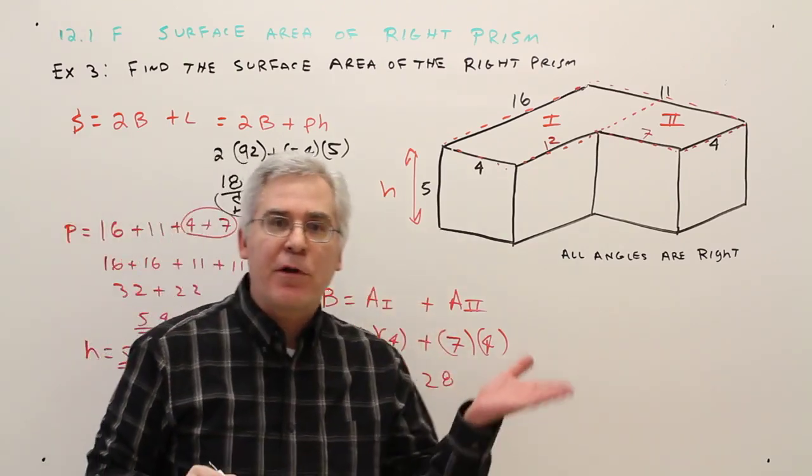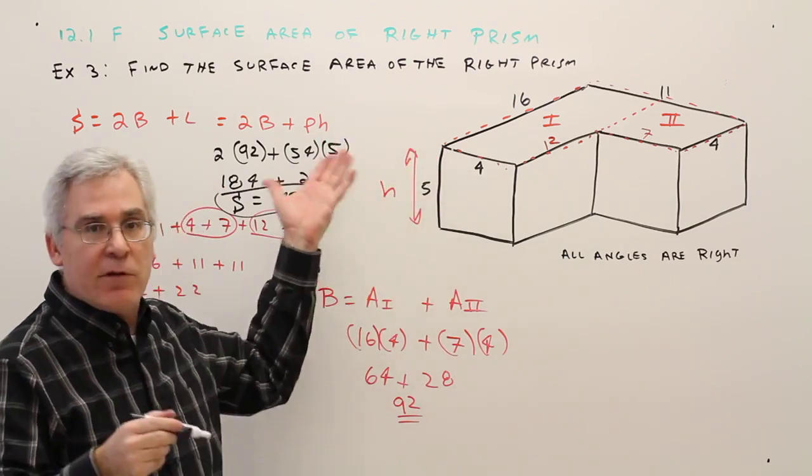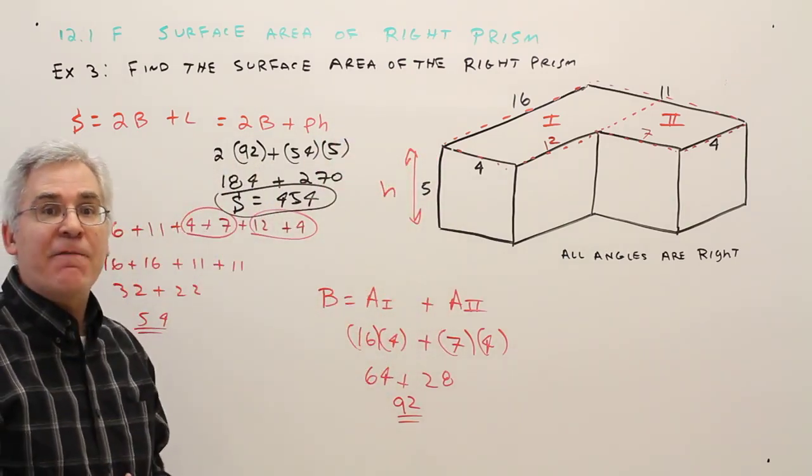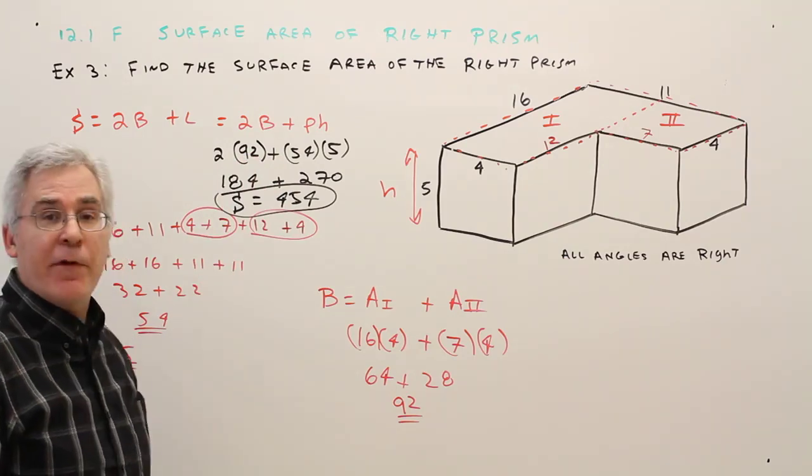And again, the book doesn't include units. If they had inches, I'd say inches squared. So there you have it, how to find the total surface area of a right prism.